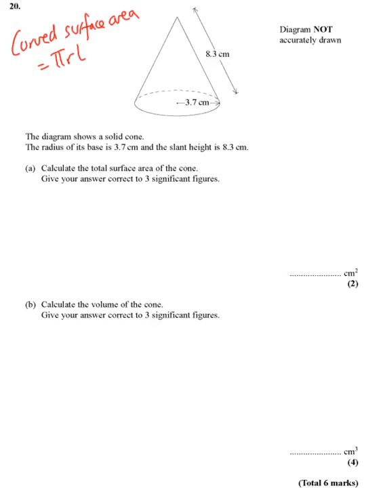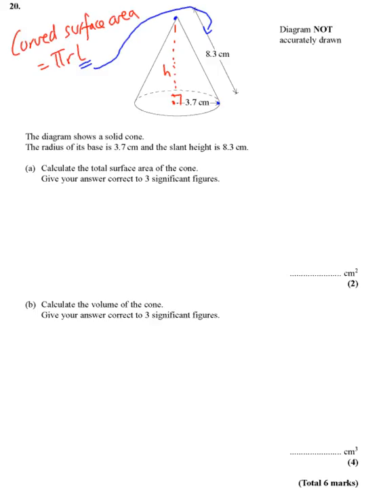Now L is the slant length, so L here corresponds to the 8.3 here, the distance from the top of the cone to the circumference of the base, which is different from the height. I'll mark in the height h because we're going to need that later. That's the shortest distance from the top to the base. It's basically the distance from the top of the cone to the center of the circular base. That forms a right angle triangle, which we'll come back to for part 2.